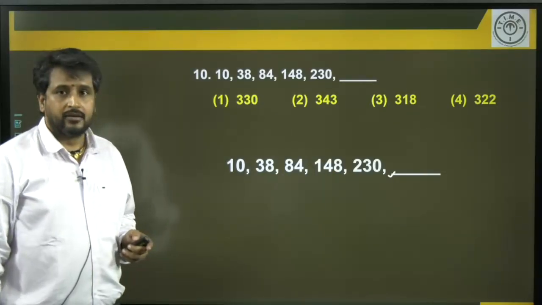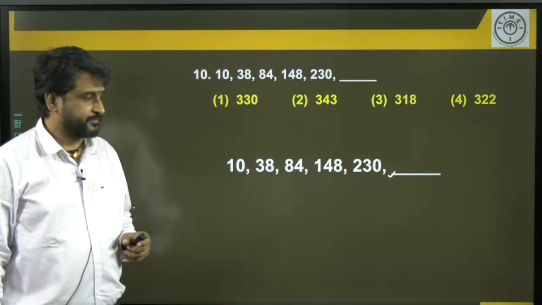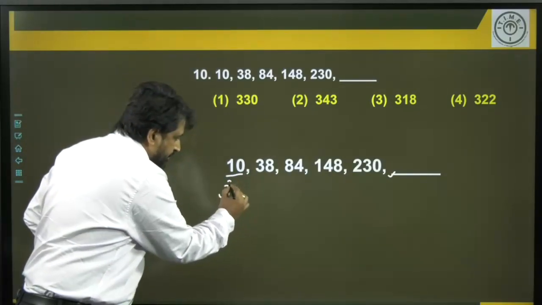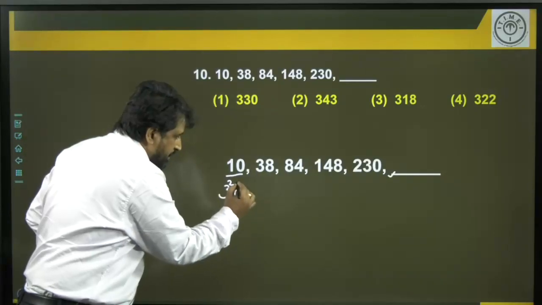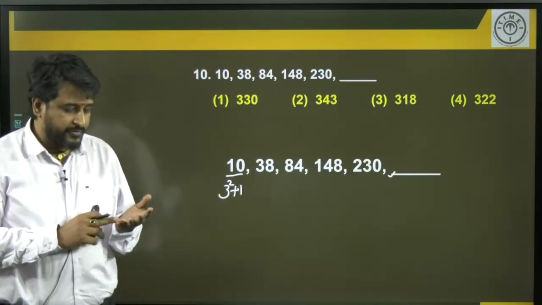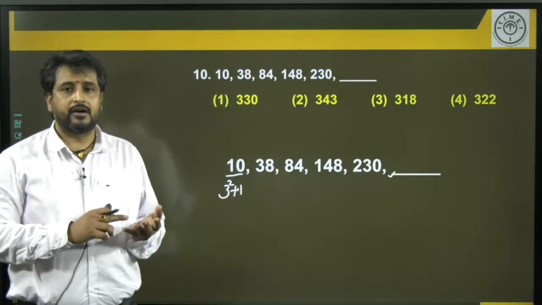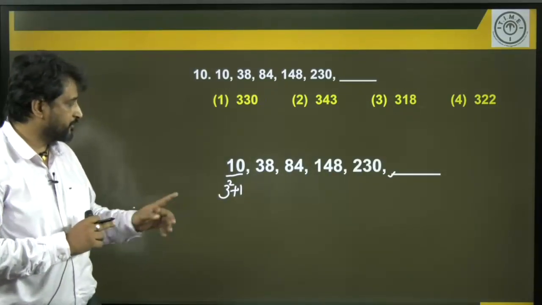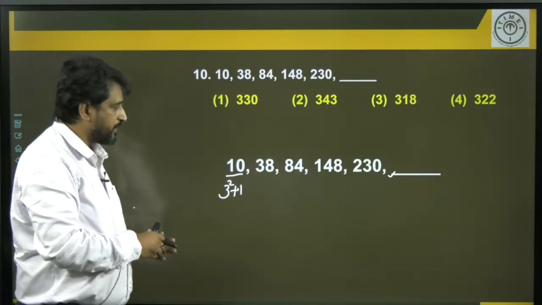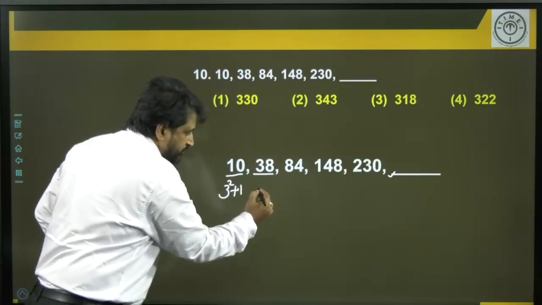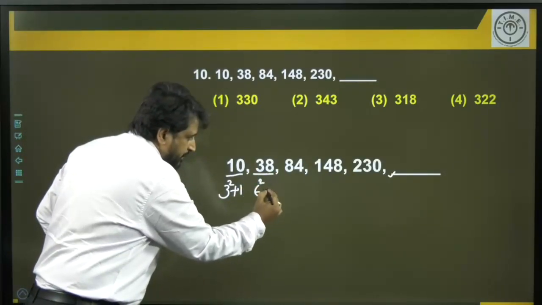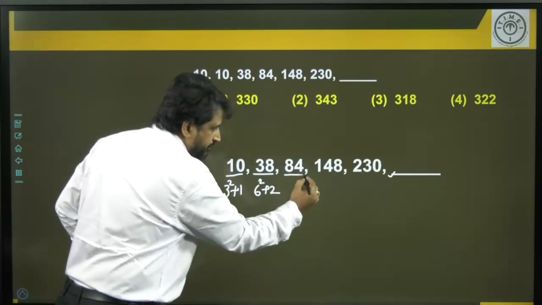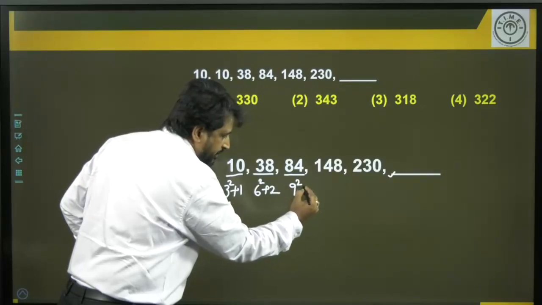These numbers are close to perfect squares. 10 can be written as 3 square plus 1. I already told you, not only perfect squares and perfect cubes, you should also try to recognize the numbers which are close to perfect squares and close to perfect cubes. 10 can be written as 3 square plus 1. 38 can be written as 6 square plus 2. 84 can be written as 9 square, 81, plus 3.